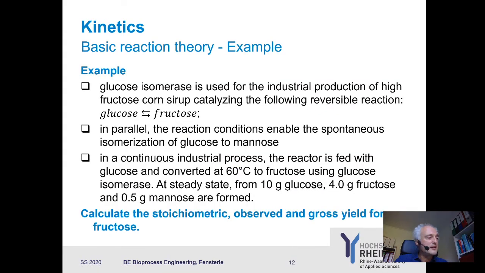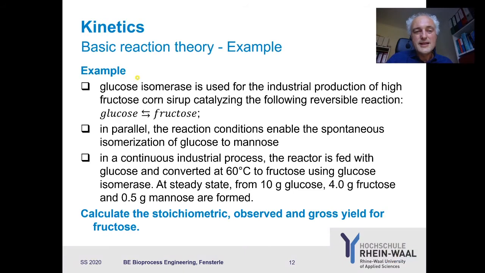Going back to our example. Our example was that glucose isomerase is used for the industrial production of high fructose corn syrup, catalyzing the following reaction. Glucose goes to fructose, it's an isomerization. In parallel, you enable the spontaneous isomerization of glucose to mannose for whatever reason. This doesn't necessarily make sense, but this is just to show you how this works. Now, in a continuous industrial process, the reactor is fed with glucose and converted at 60 degrees to fructose using glucose isomerase.